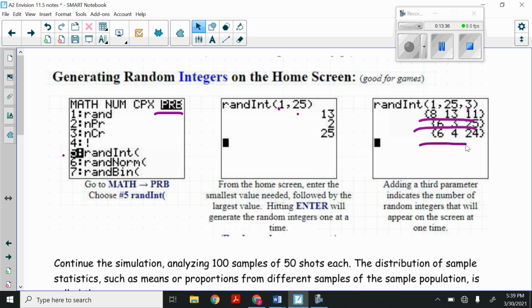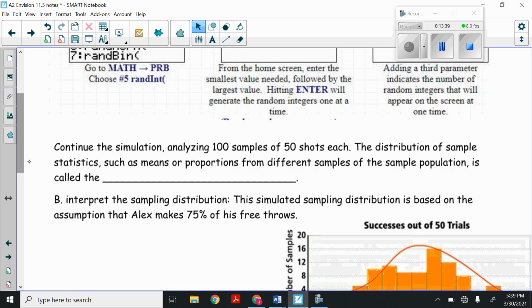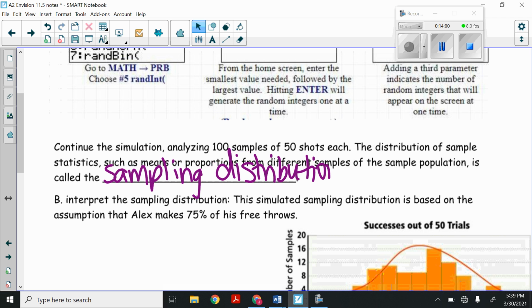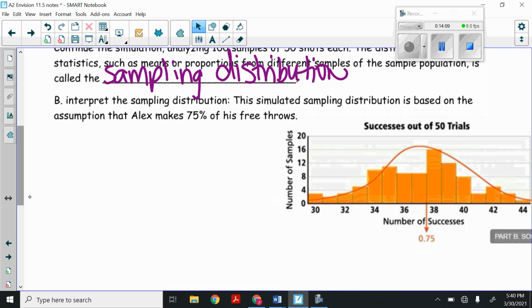Okay, so we're going to continue the simulation, analyzing 100 samples of 50 shots each. The distribution of sample statistics, such as means or proportions from different samples of the same population, is called the sampling distribution. How to interpret the sampling distribution: this simulated sampling distribution is based on the assumption that Alex makes 75% of his free throws. So this histogram and all of the simulation is based off of 75%, like he said.